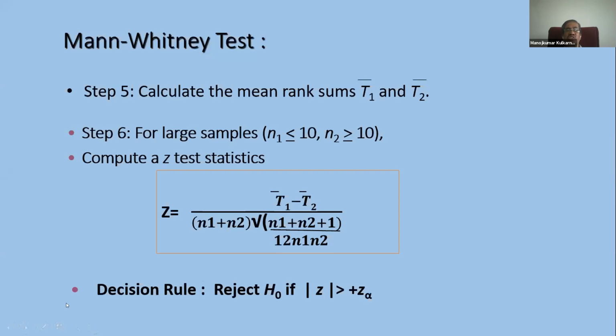So based on this Z value, if your P value is less than 0.05, the null hypothesis is rejected. We say there is a significant difference in median between the two groups.